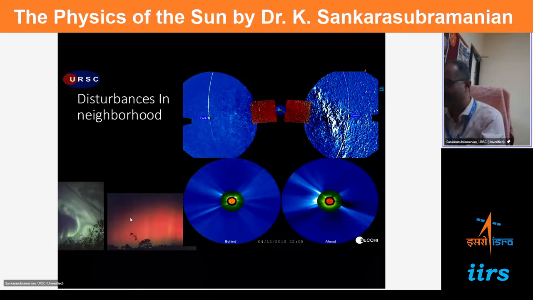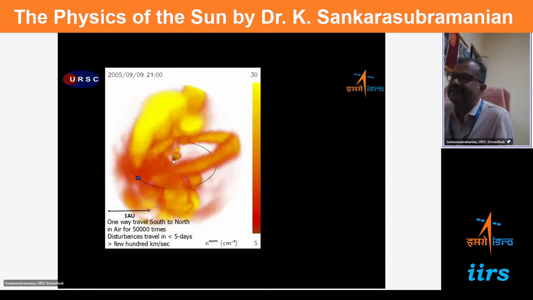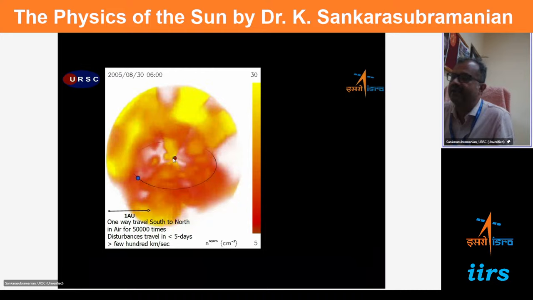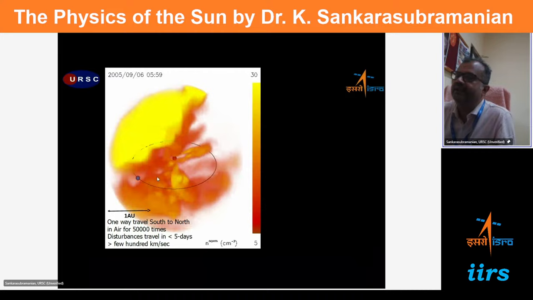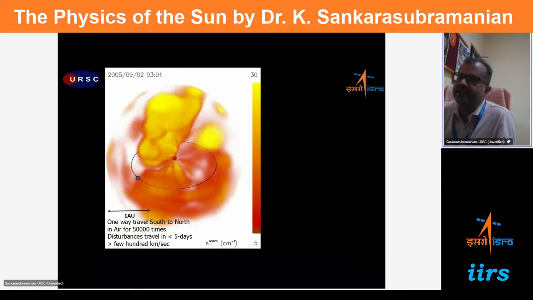Here is a movie taken from our own instrument, the Ooty Radio Telescope, and you can see that the center portion again is the sun, and here is the Earth. What you see here in yellowish color is high energetic electrons propagating from the sun into the interplanetary medium. You can see all kinds of structures in this propagation, and this is taken with our Ooty Radio Telescope by looking at stars through the interstellar medium.